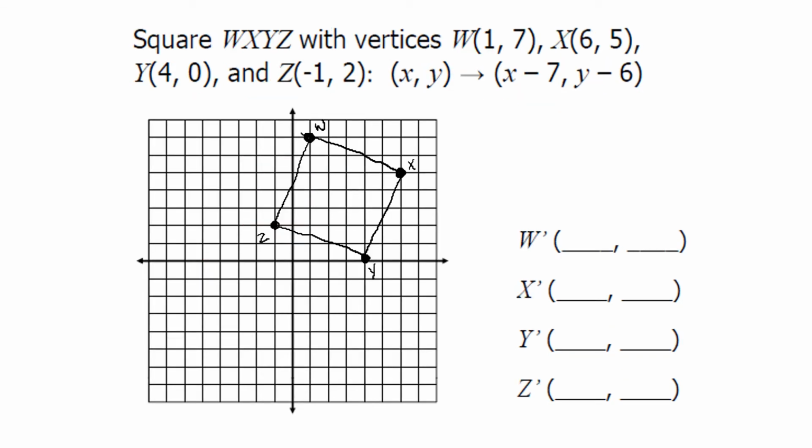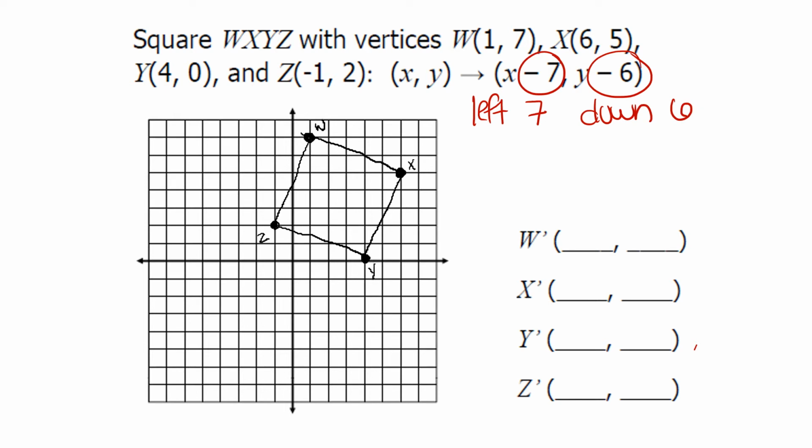Square WXYZ with vertices W at 1, 7, X at 6, 5, Y at 4, 0, and Z at -1, 2. The square's already been drawn. We are just going to move it to its new coordinate place. We have a -7, so that means left 7. And we have a -6, which means down 6.